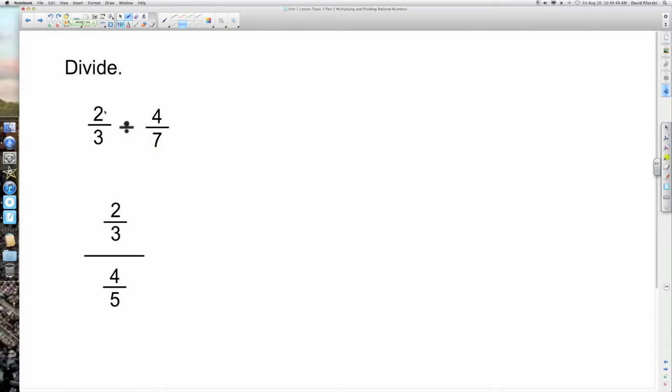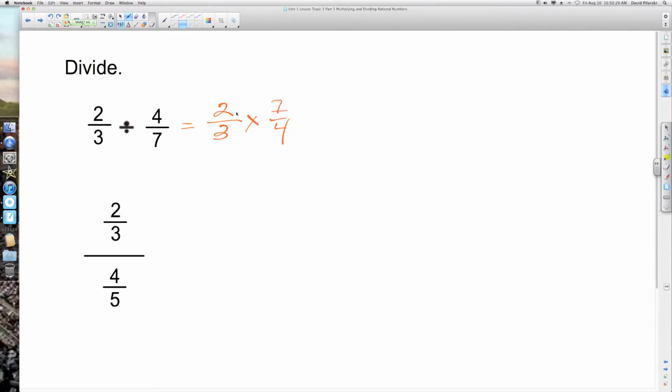So in this case, 2/3 divided by 4/7. To do this calculation, we're going to rewrite the problem as 2/3 times 7/4. Notice the two changes I made here. I changed the division to multiplication, and I changed the second number. I used its inverse or its reciprocal. To divide two fractions, we need to multiply by the second fraction's multiplicative inverse. So in this case, 2/3 divided by 4/7 becomes 2/3 times 7/4.